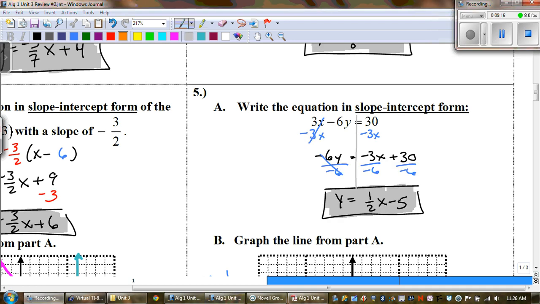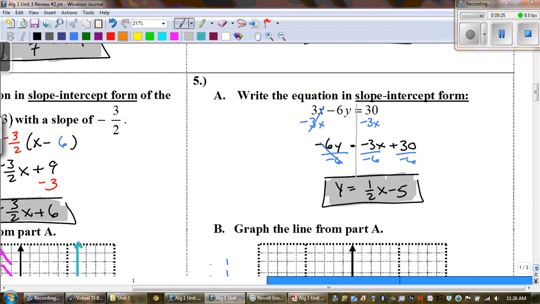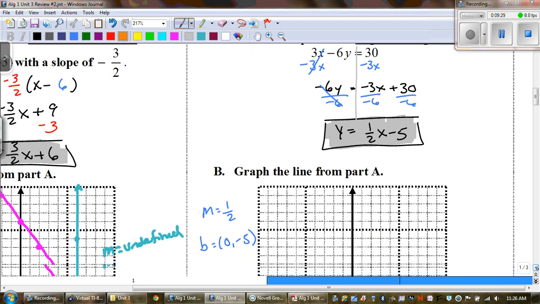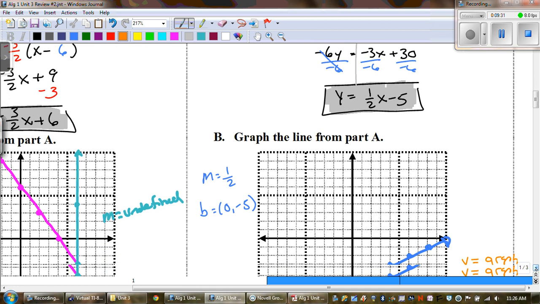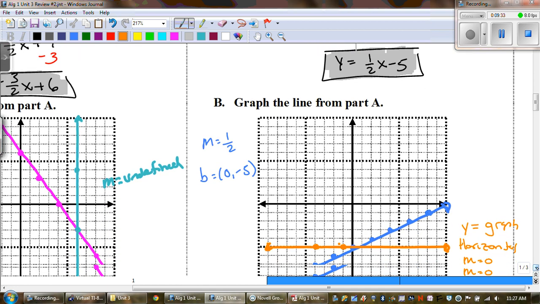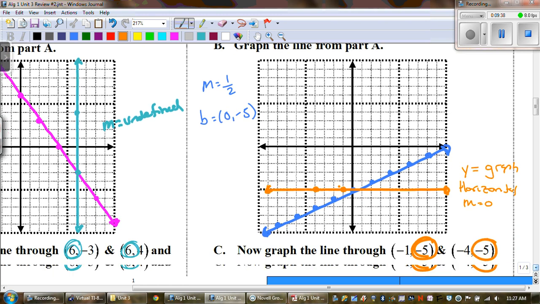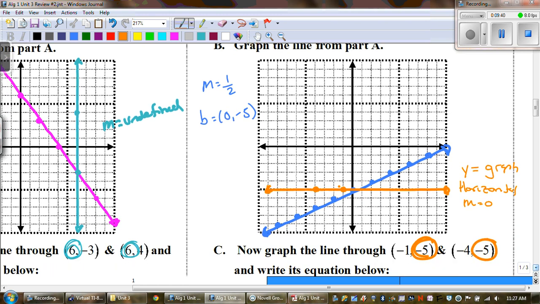Okay, so going through that, you should have gotten y equals 1/2 x minus 5. Remember, you gotta watch your negatives, because when you divide a negative by a negative, it's a positive. So the next part, we had to graph it. I wrote down what my slope was. (0, -5) was where we began. And then you go up 1 over 2, up 1 over 2.